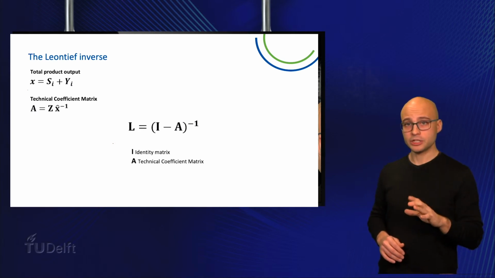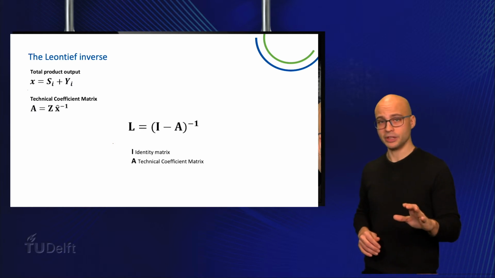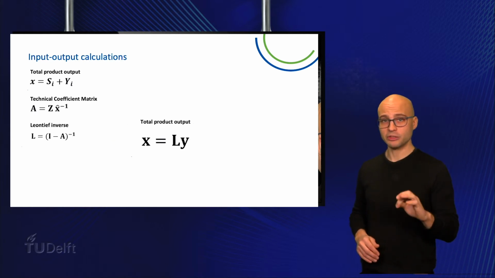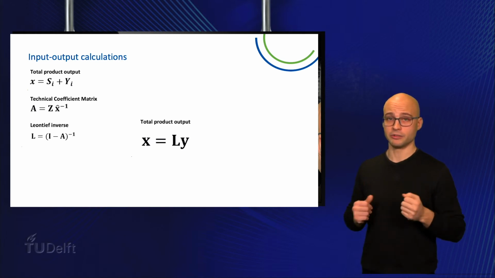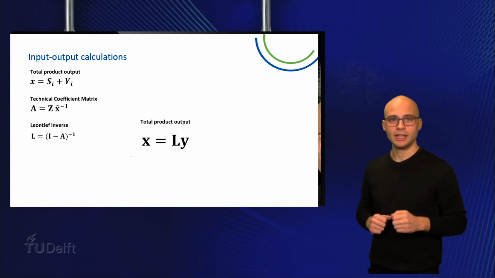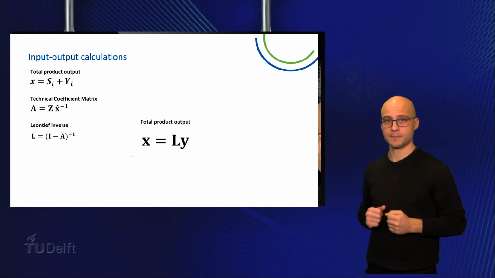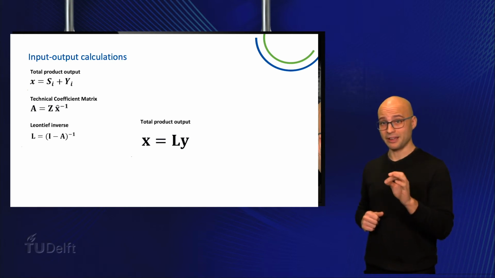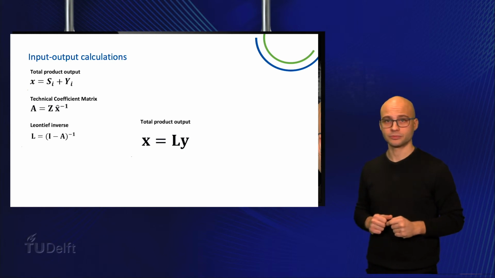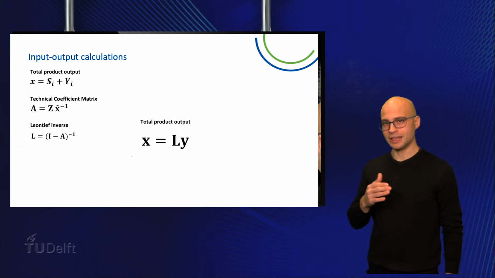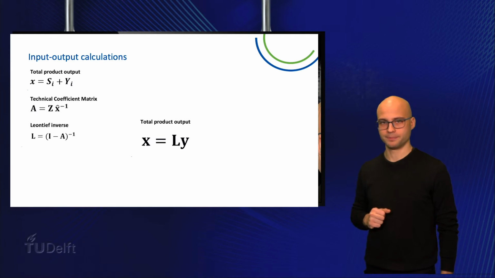The Leontief inverse is given by subtracting the direct requirement matrix A from the identity matrix I and inverting the result. The Leontief inverse can then be used to calculate the total product output X by multiplying L by a final demand vector. The final demand vector is the raw sum of the final demand matrix.